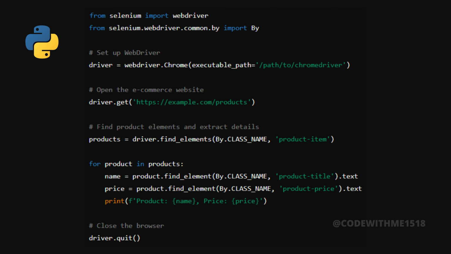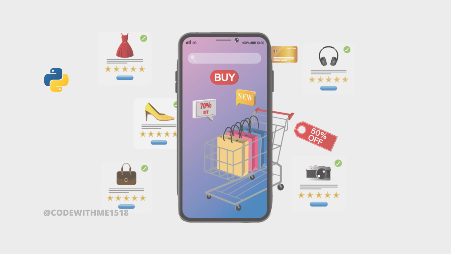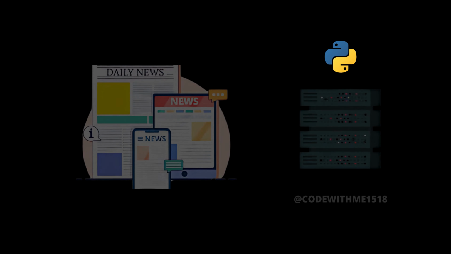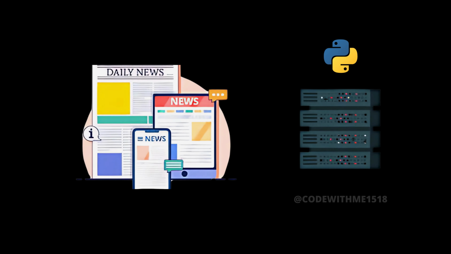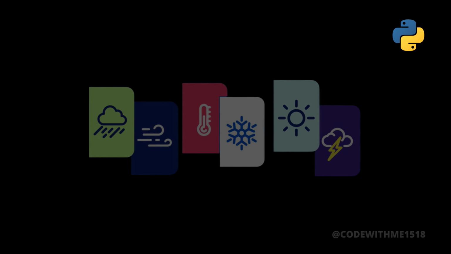Here, we've built a basic web scraper that automatically navigates through an e-commerce website and extracts the names and prices of products. This can be easily extended to scrape more data, handle pagination, or even interact with the website in other ways.